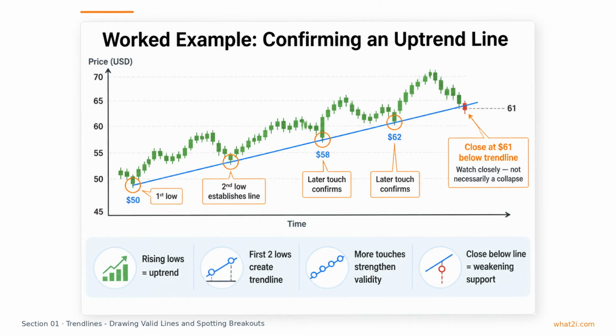If price later closes at 61 and that close falls below the trend line, the message changes. It does not automatically mean the stock is collapsing, but it does suggest that support may be weakening. In practice, that would tell a swing trader to pay closer attention rather than assume the trend is still healthy.